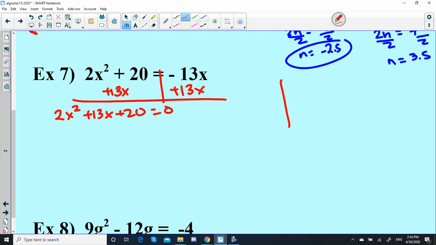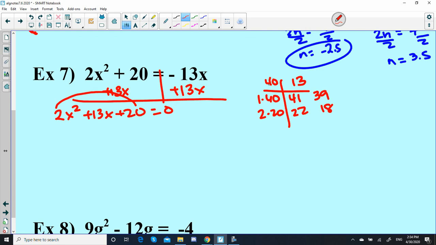And I'm going to guess and check. So I'm multiplying 2 times 20, which is 40, and I'm trying to figure out factors that will give me 13. So I start listing them. 1 times 40. If I add them, I get 41. If I subtract them, I get 39. That's not it. 2 times 20. If I add them, I get 22, and if I subtract them, I get 18. That's not it, but I'm getting closer.